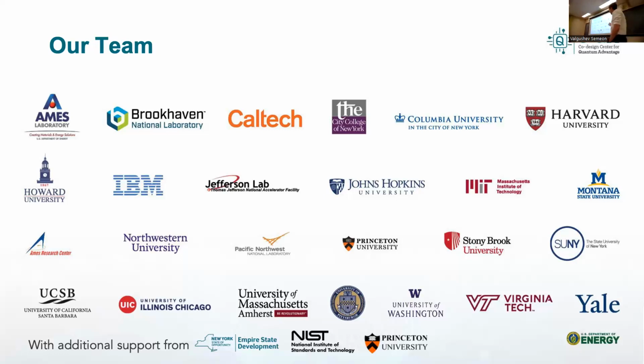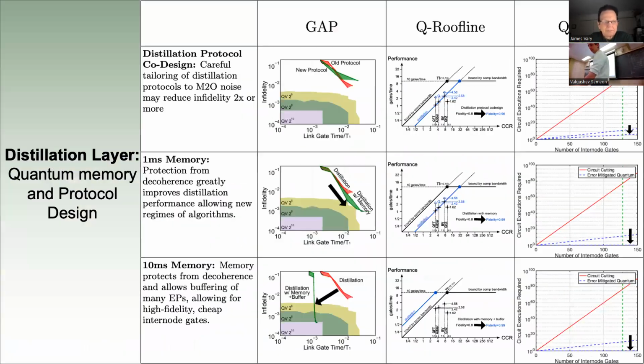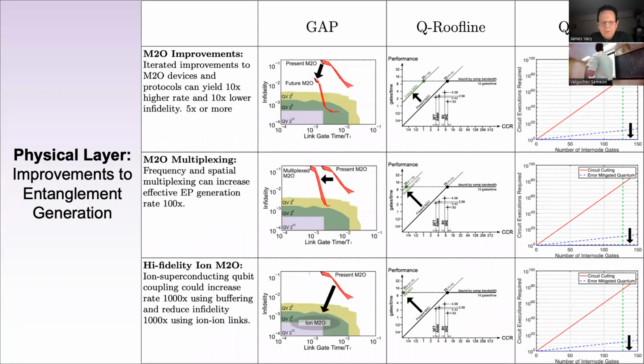But we can sit down and say, if we want to run this algorithm on a distributed system versus a monolithic system, versus IBM's 433 qubit systems, what would it do if we had a 1200 qubit system with these weak links between them? That's exactly what we can start to talk about. And it probably is, we need about a factor of 10 in each, the internode gate rate and the infidelity to be reduced.